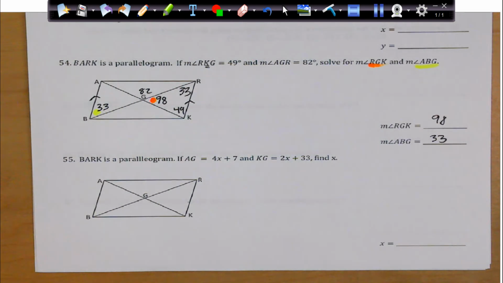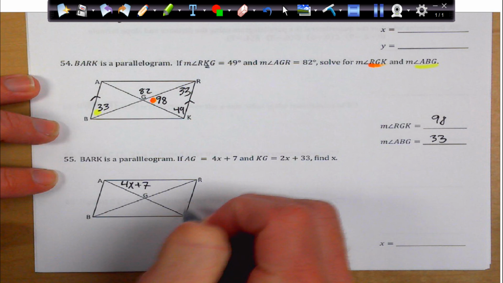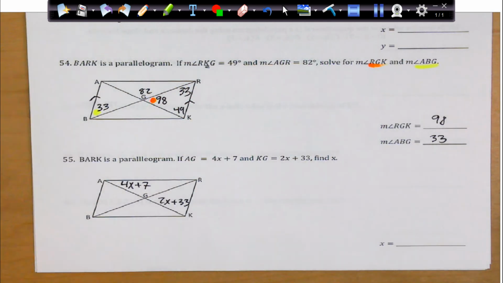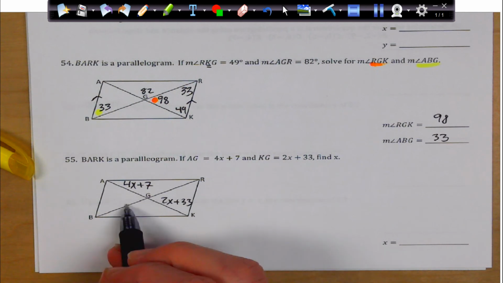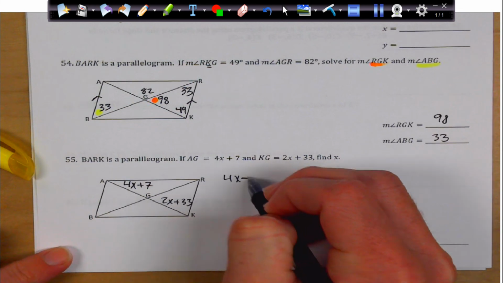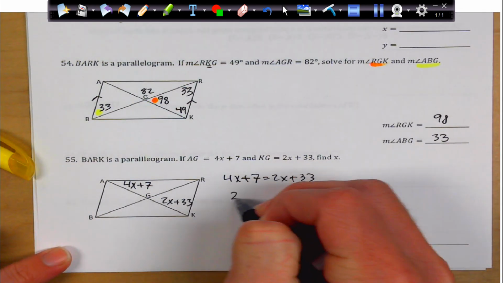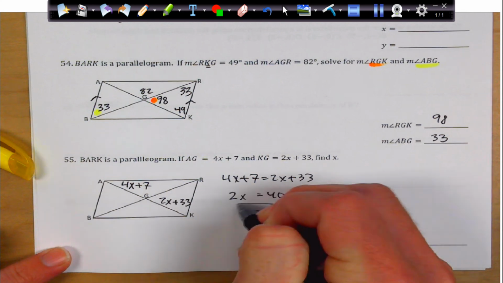Then we get AG is 4x plus 7, and KG is 2x plus 33. And we're going to set those equal to each other because diagonals are bisected. Diagonals aren't congruent, so I can't set this equal to this, but those I can set equal to each other. And so that one's a really quick problem to solve. Subtract 2x, add the 7, divide by 2, and we get x equals 20.